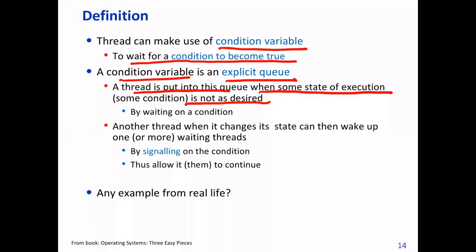Like you are waiting in front of the bathroom, and you see that somebody has occupied it. That's not a favorable condition, so you go to sleep. So it's waiting on a condition. What is the condition? The bathroom is full, so you are sleeping on that. Another thread, when it changes its state, can wake up one or more waiting threads. So when the bathroom becomes free, it will explicitly signal the waiting thread or waiting threads, depending on the implementation.